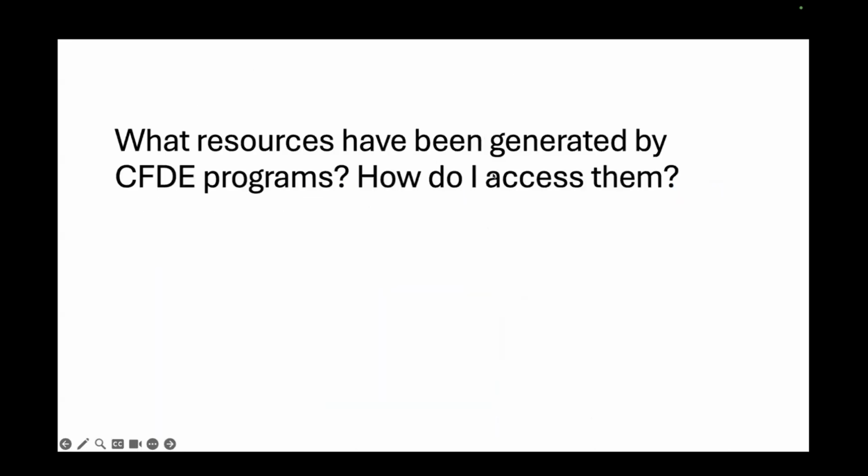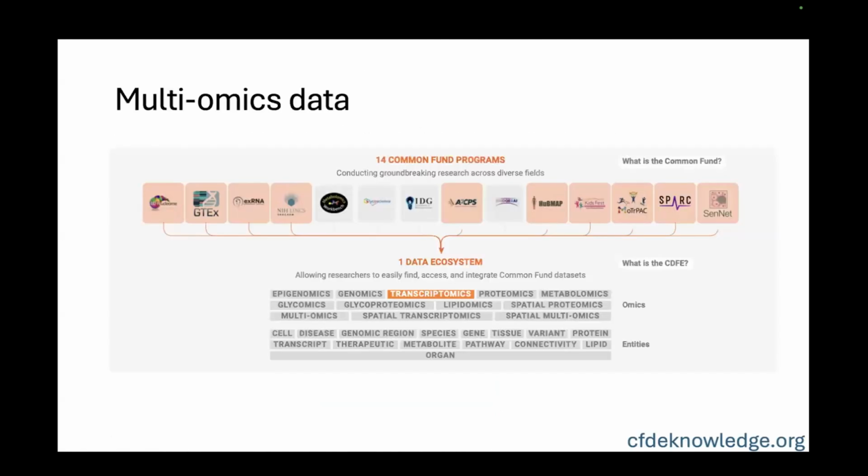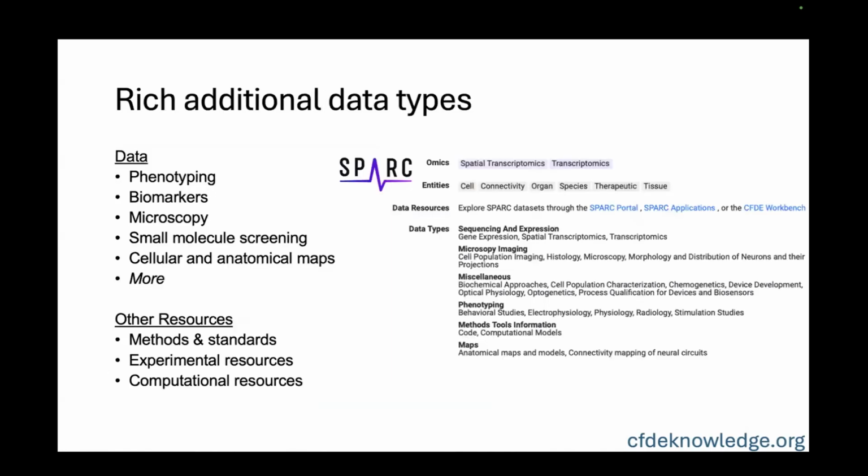So what resources have been generated by these CFDE programs, and how do you access them? You can do that on our homepage. So say you're interested in transcriptomics. You can hover over that word here, and it will show in this schematic which programs within CFDE have transcriptomic data or plan on having transcriptomic data based on their intended outcomes.